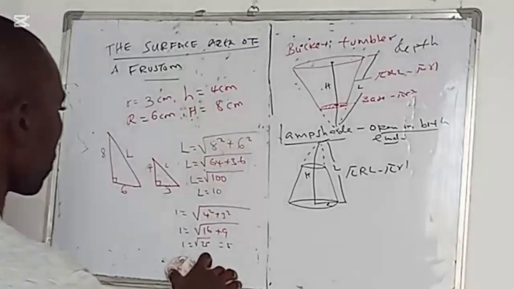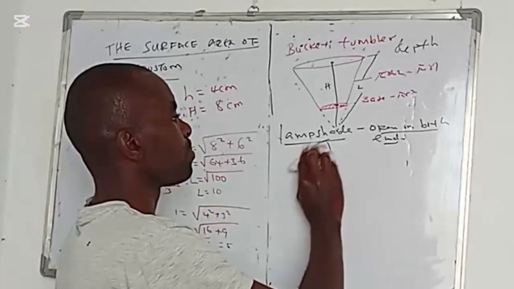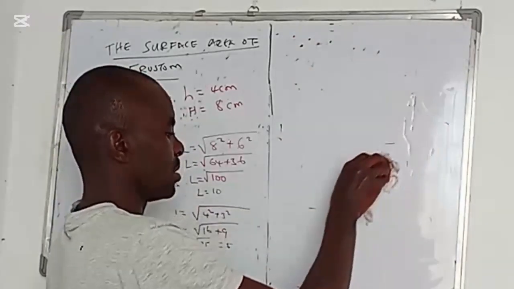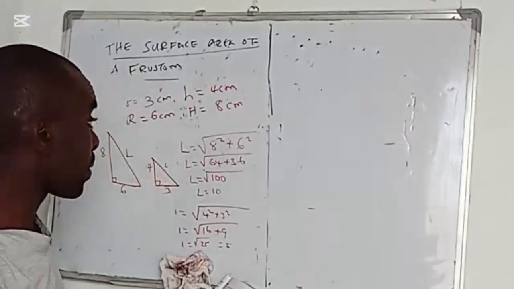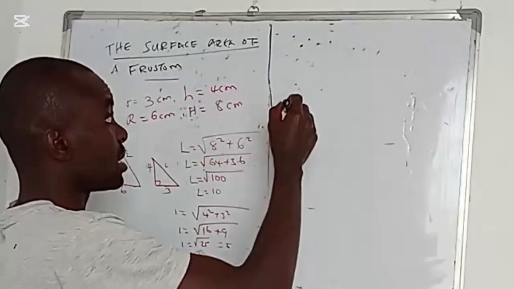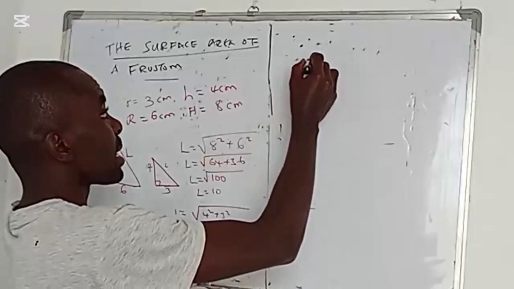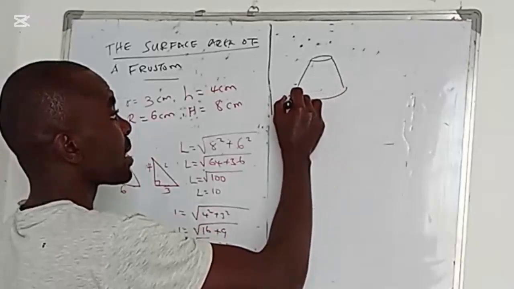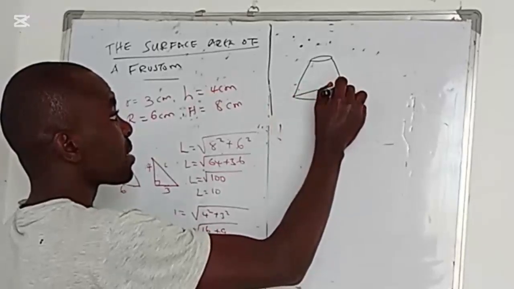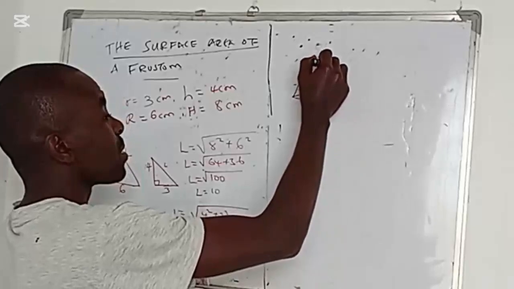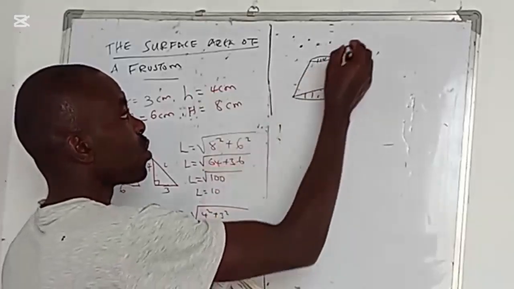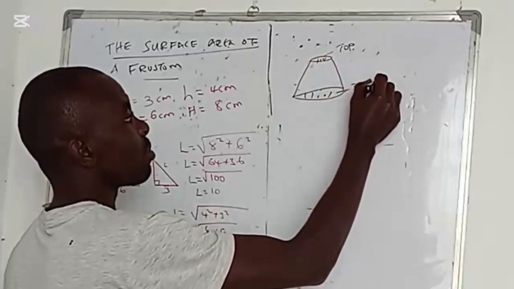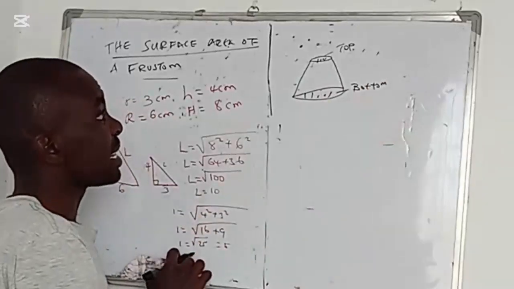Now, what do we do then? So our top has been removed, so definitely it will look something like this. After we remove the top part, this is what we'll be left with. So as I've said, we need the area of the top and we need the area of the bottom. So what is the area of the top?